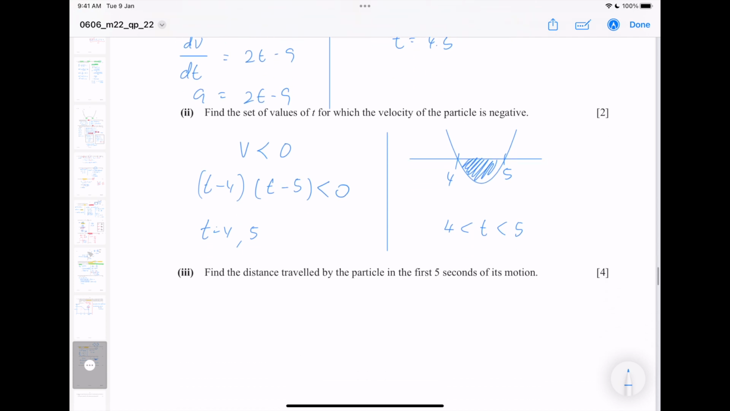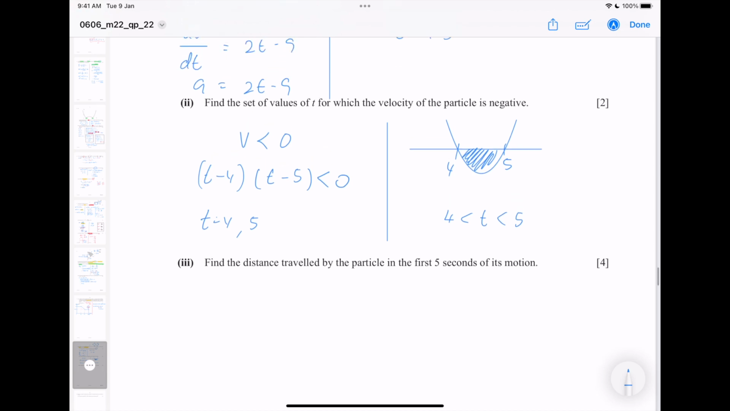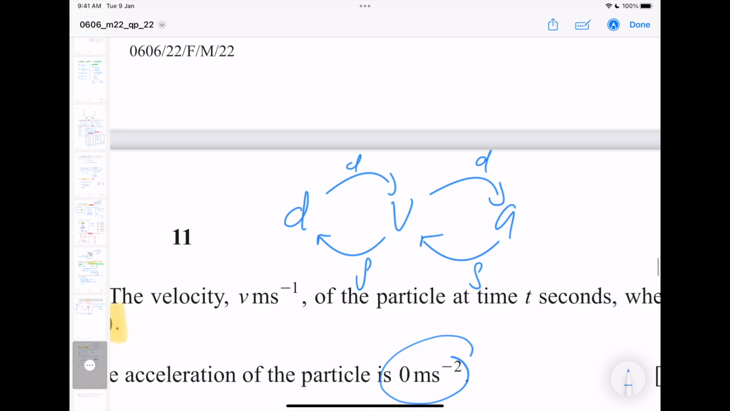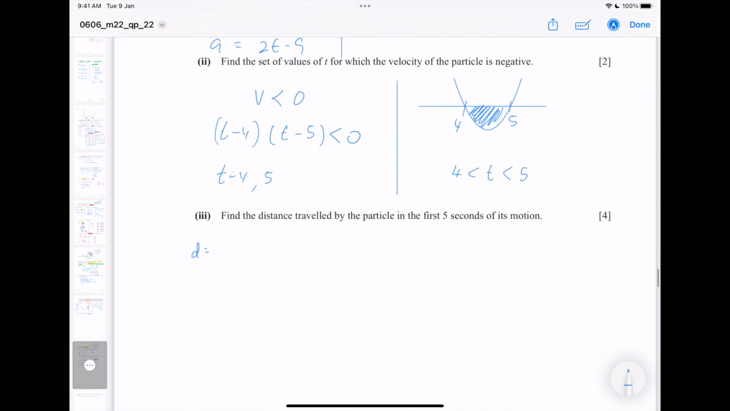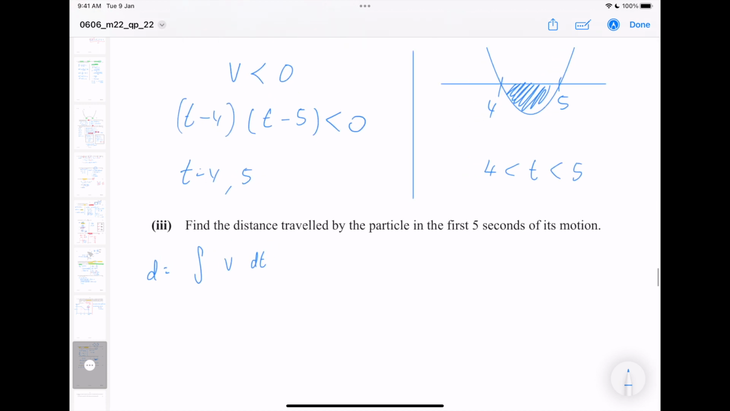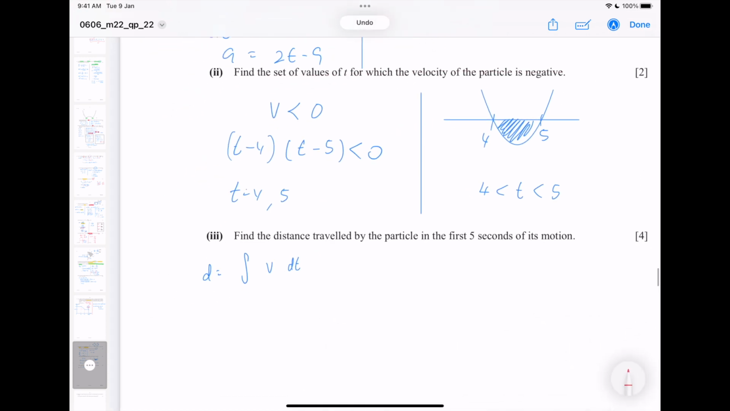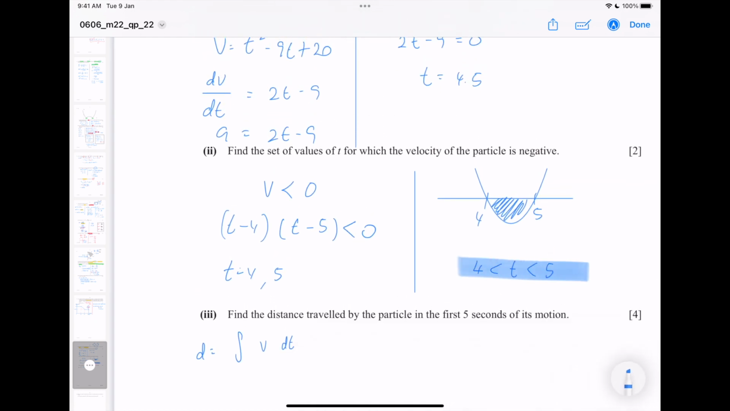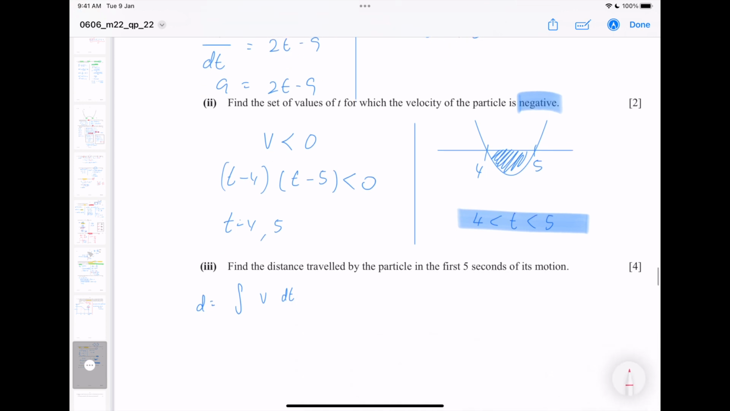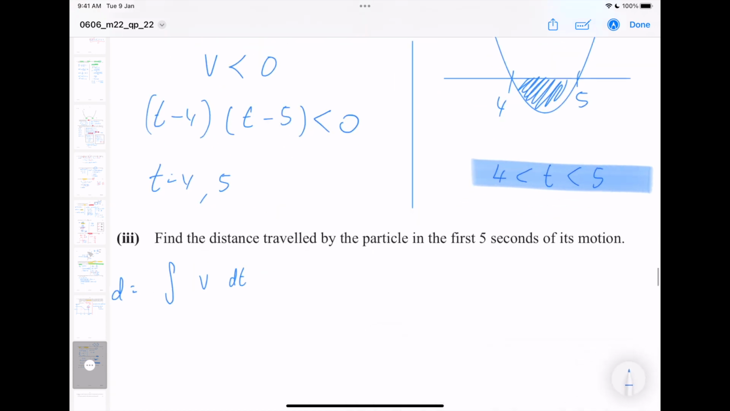And that's done. Now, find the distance traveled by the particle in the first 5 seconds of its motion. So to get distance from velocity, remember, we integrate, right? So let's integrate the velocity with respect to t. Now, the problem is we can't just integrate from 0 to 5. The reason is because from 0 to 4 the velocity is positive, and from the 4th to the 5th second, as we found in question B, it is negative. So if you integrate from 0 to 5, the positive is going to minus the negative. You're not going to get the actual distance. It's going to be lesser than it. So you want to integrate separately, 0 to 4, then you plus the other one from 4 to 5.